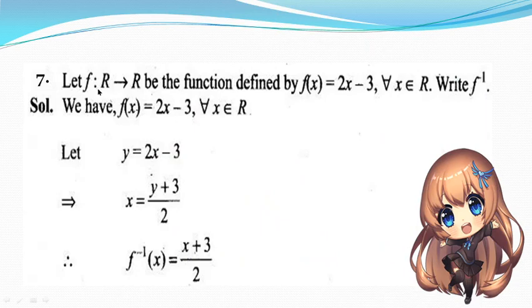Seventh question. Function is defined from R to R and it is given as 2x minus 3. Write f inverse. How do we find f inverse? First of all, we write the given function equal to y, and from here we have to find out x in terms of y, and this is the inverse of the given function.